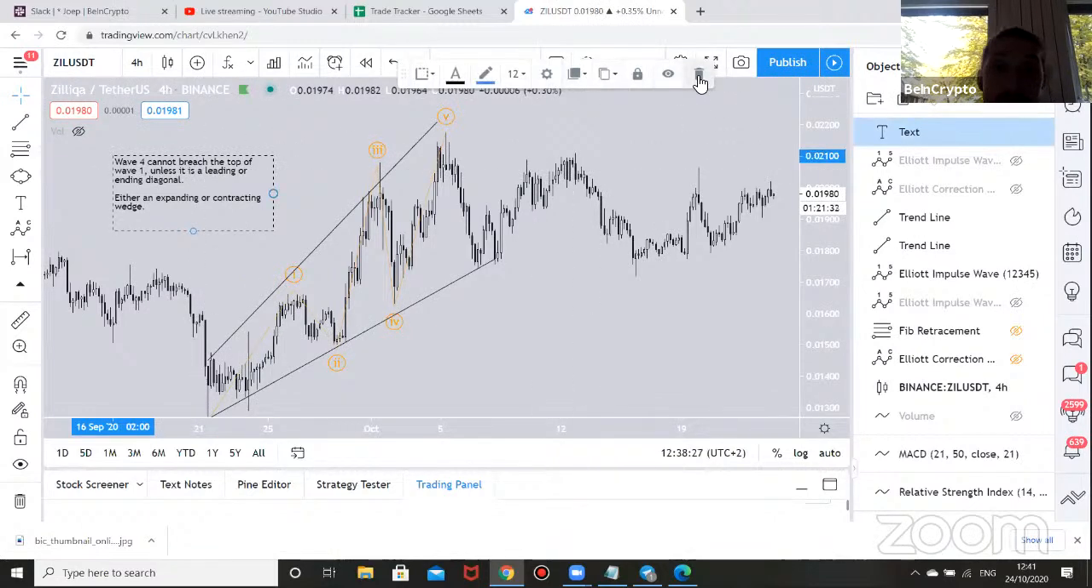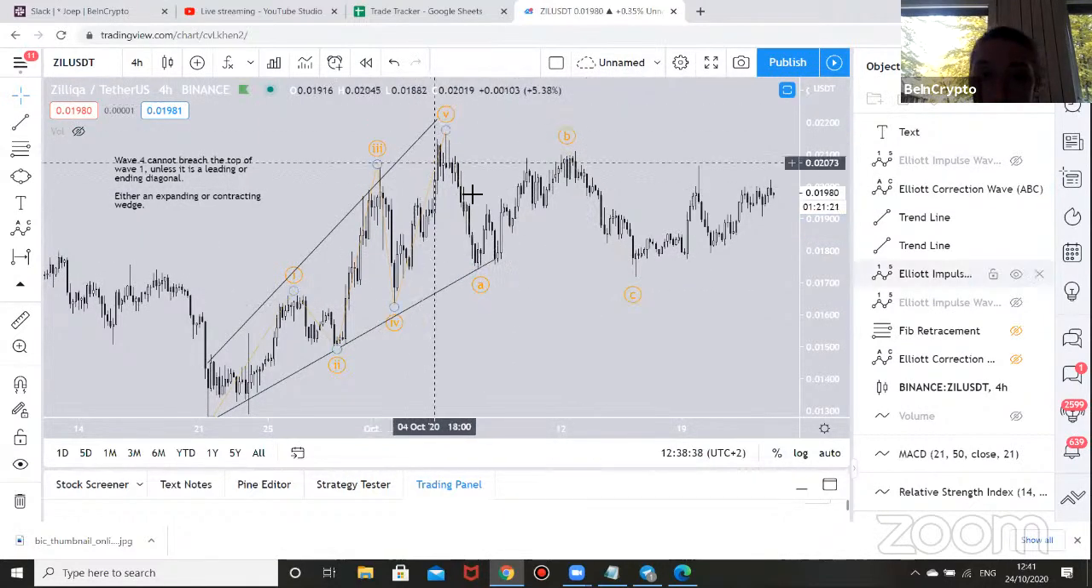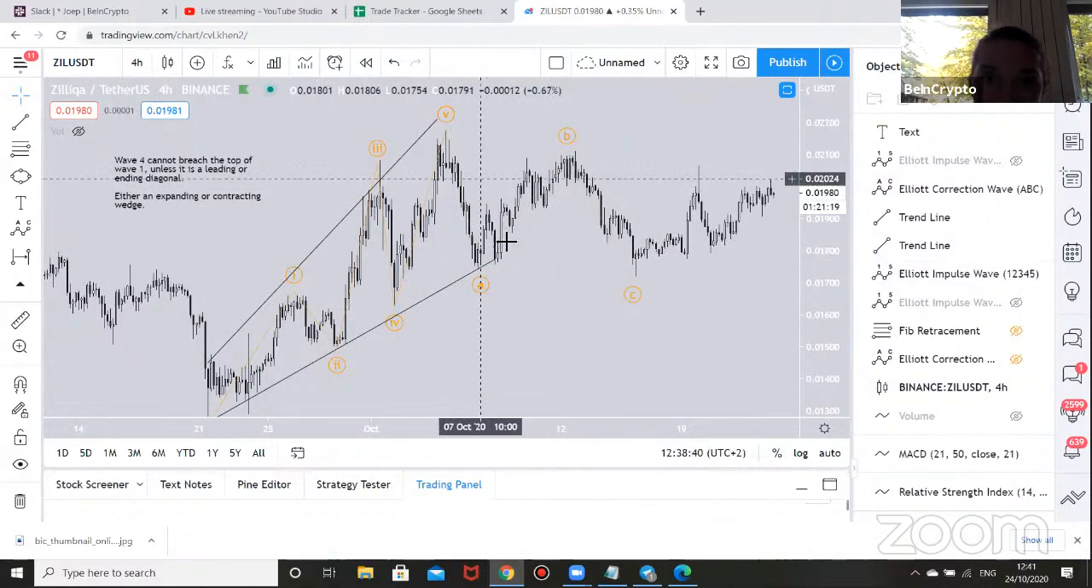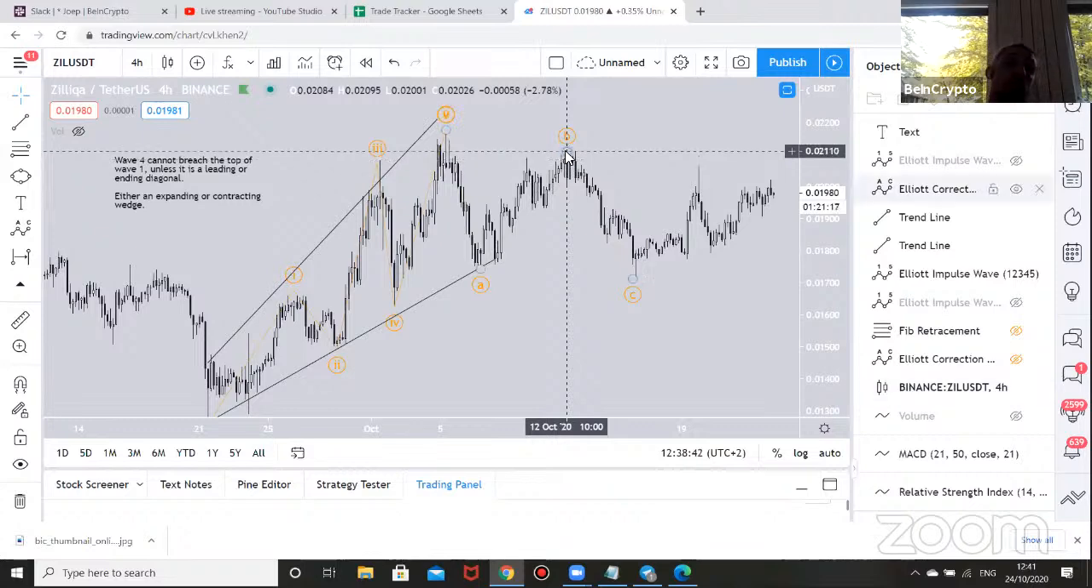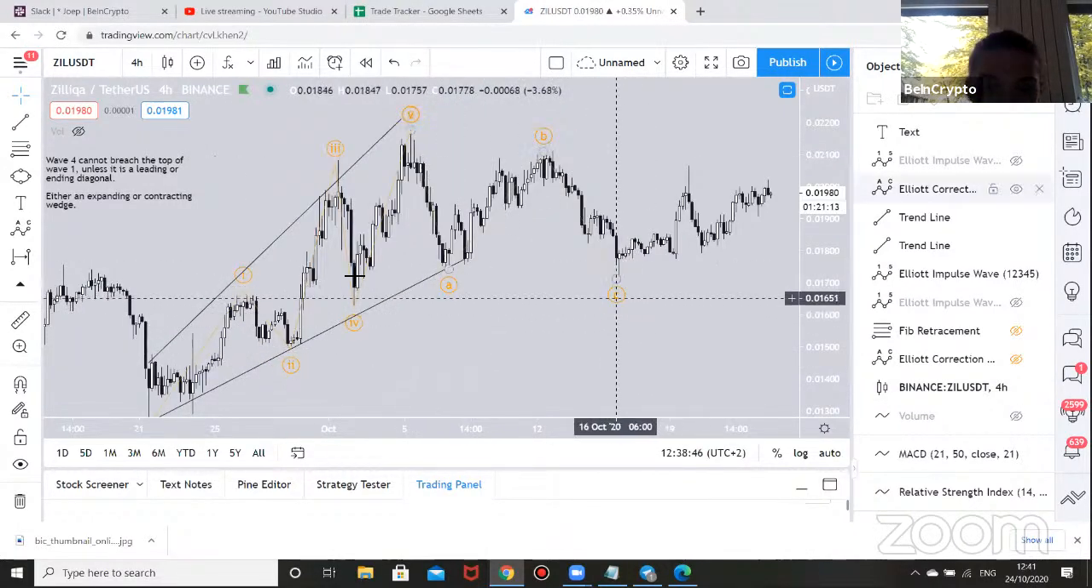What I have after the wedge breakdown is an ABC formation, which probably ended right here. Now this works better. You have 5 waves down, a corrective movement all the way up to the B, and a C wave bottom here.